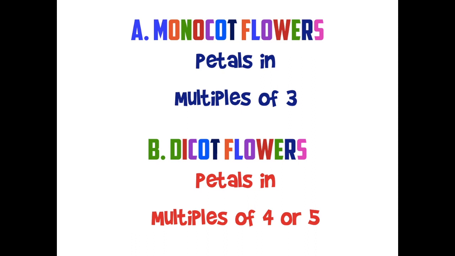Monocots have petals in multiples of 3. So 3, 6, 9, 12. Dicots, however, have petals in multiples of 5 and 4. So 5, 10, 15, 20, or 4, 8, 12. Uh-oh, we have a problem. How can I tell if a plant is a monocot or dicot if they have 12 petals? Well, there are other characteristics. We would not be able to tell by 12 petals if it's a monocot or dicot. So we would have to look at the roots or the seed or the stem.